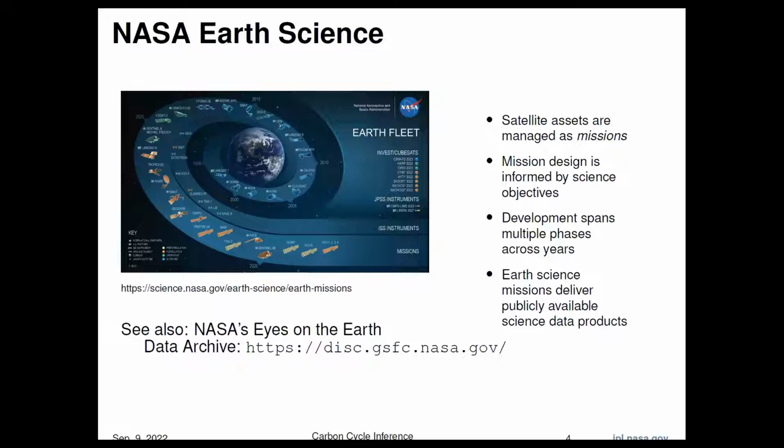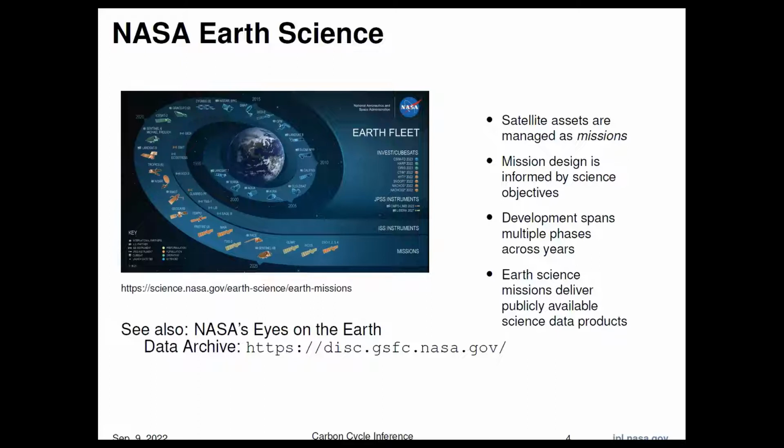So I think I hit on most of the points here, but I just wanted to mention that a lot of these satellite assets are managed by what are called missions. So most of them have an associated project team and management structure that's associated with that particular instrument. So OCO2 is a mission, OCO3 is a mission.